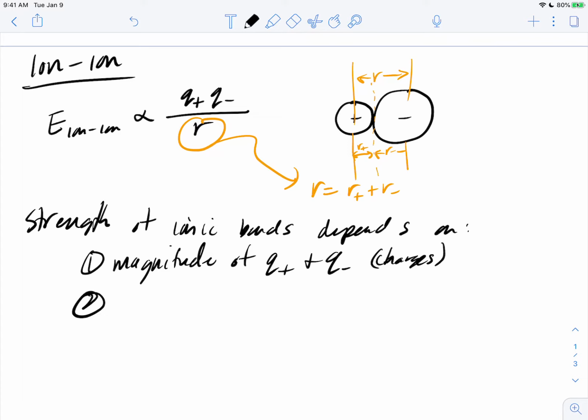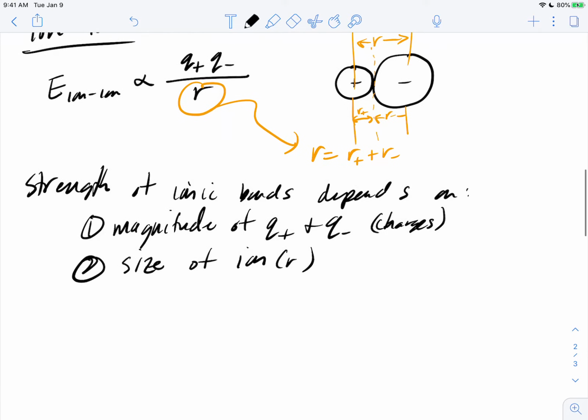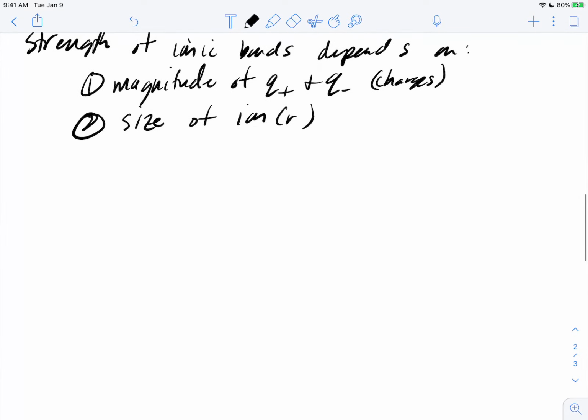And then the second is the size of the ion. If we have the same charged ions, we're going to try to find how the size differs, and smaller ions make stronger interactions, for this reason of the denominator having the R value. Okay, so let's look at a couple trends. Let's take Li, and we're going to do it in a series of halogens that are getting bigger as we go down.